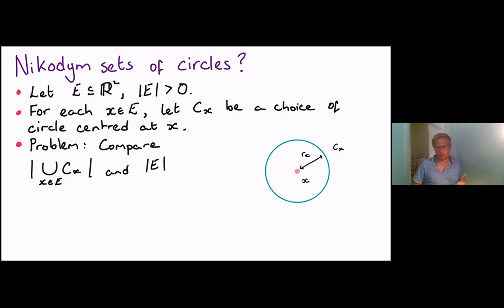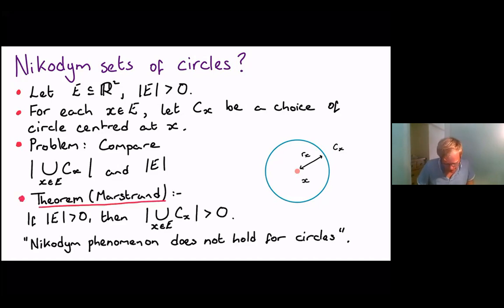So it's already non-trivial to ask, well, can we compare the size of the circle set, the union of the circles, with the set of centers? And it turns out in this case, things behave a bit more as you'd expect. And there's this celebrated theorem of Marstrand from the early 80s. And it says, well, if the set of centers has positive measure, then the union of all these circles has positive measure. Okay, so this Nikodym phenomenon that we saw for lines does not hold for circles.